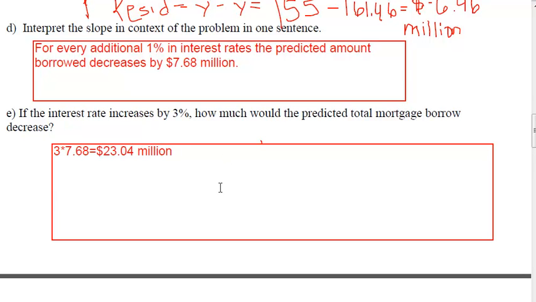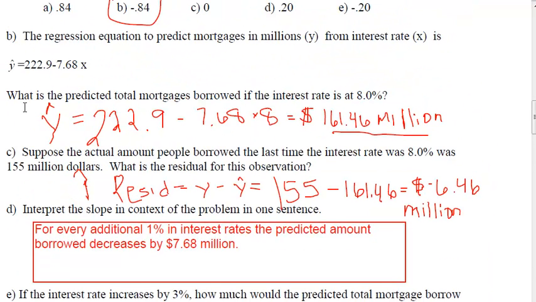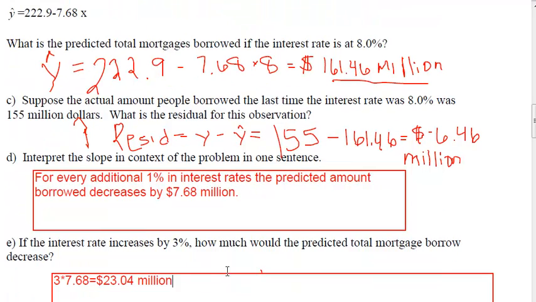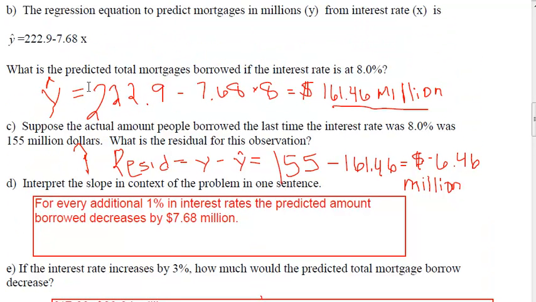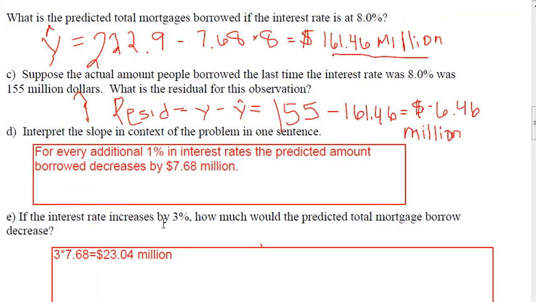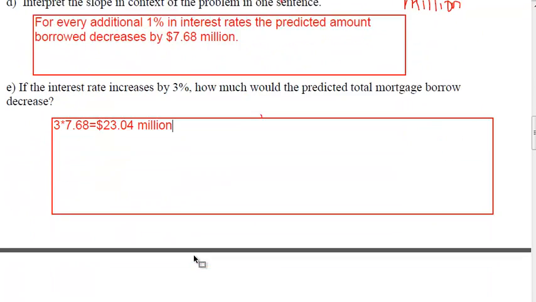Okay, so the distinction in this problem here is really important. Here I'm saying what is the predicted total mortgage borrowed if the interest rate is 8%. Here I'm saying if it's increased by 3%. So one, I use the line to make the prediction up here, whereas down here I'm just using the slope.